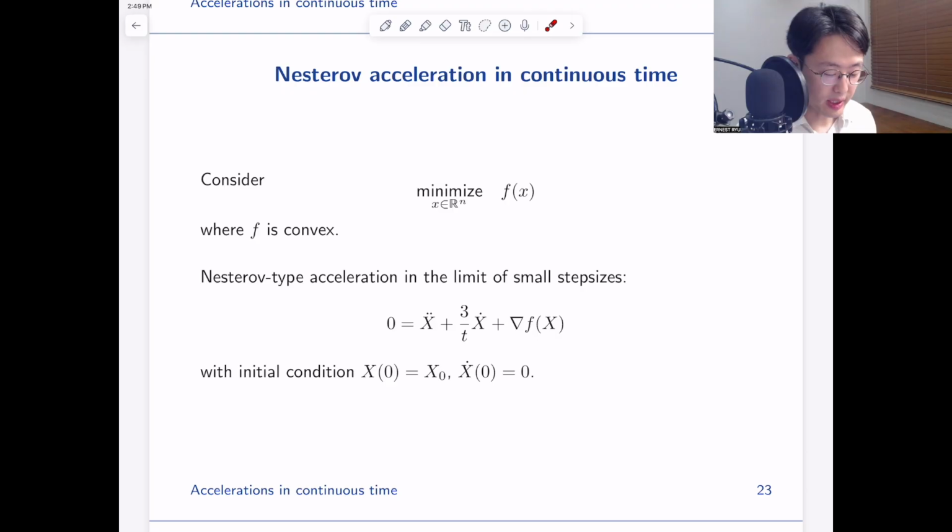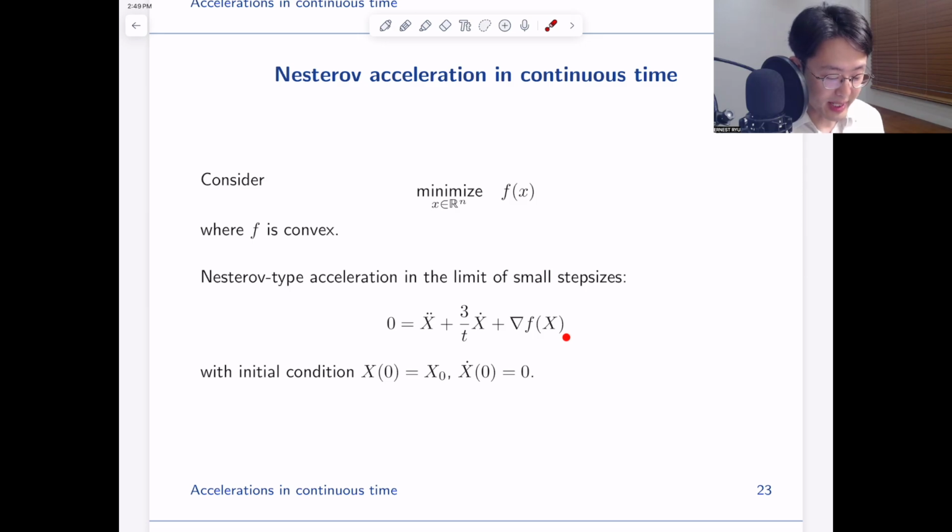We again consider the problem of minimizing f of x, where f is convex. If we take a Nesterov type algorithm, perhaps Nesterov's fast gradient method, and consider the limit in small step sizes, the limiting dynamics satisfies this second order ODE. Now, if you think about this ODE, imagine there is a symbol m here, and m has value 1. So we can think of this as describing a particle of mass 1.